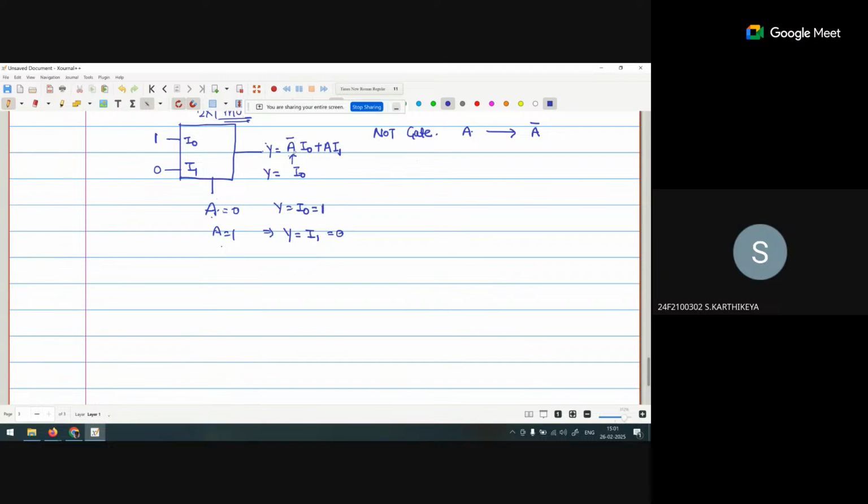Okay. Now the thing is that we have to create an XOR gate.